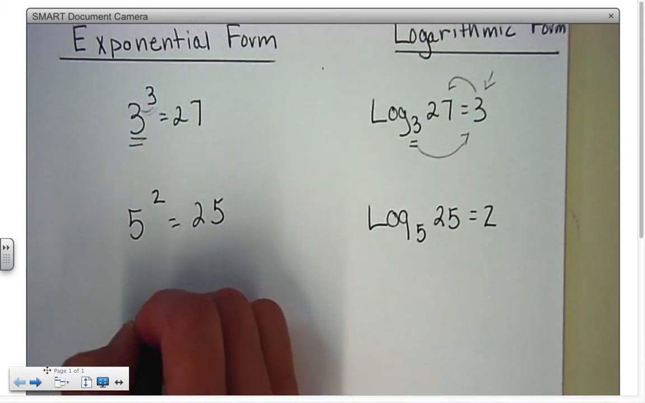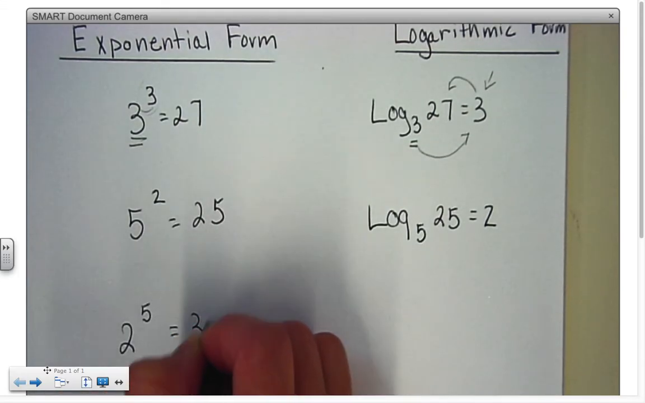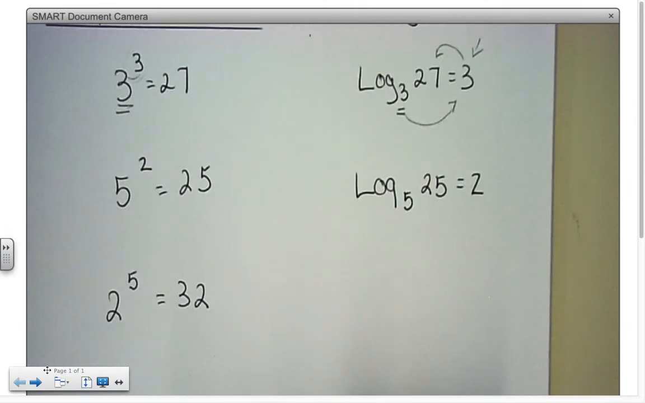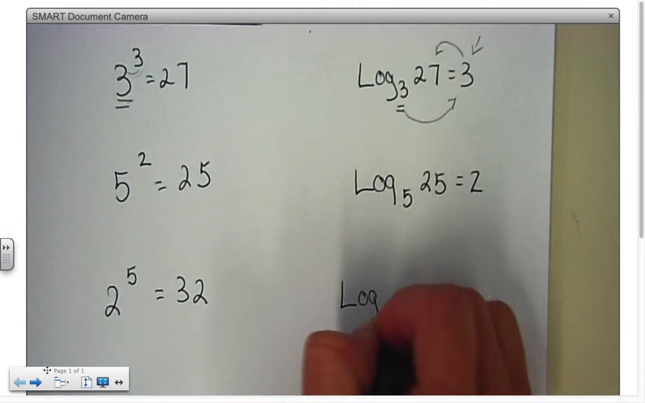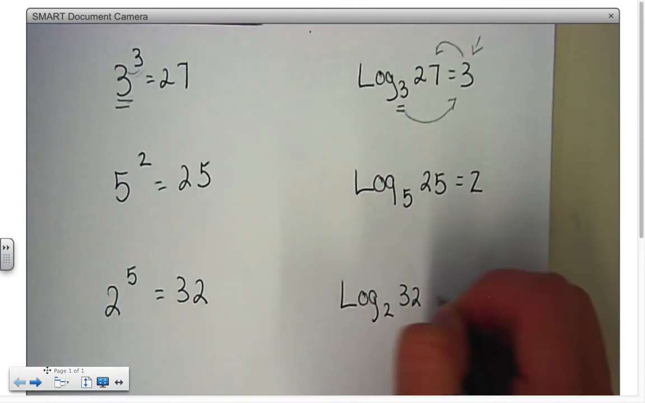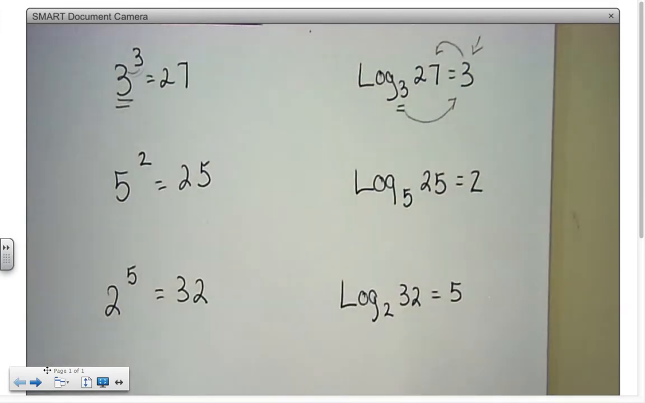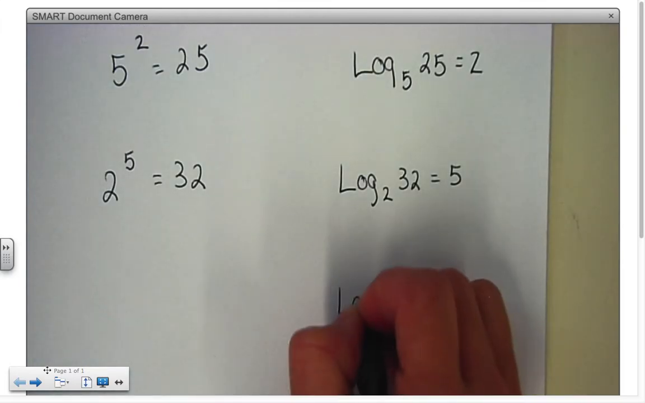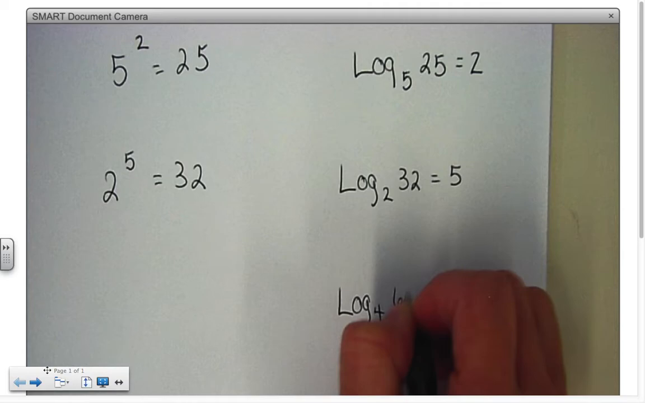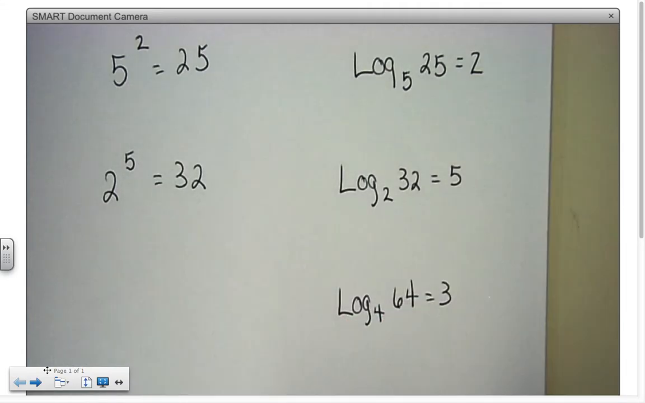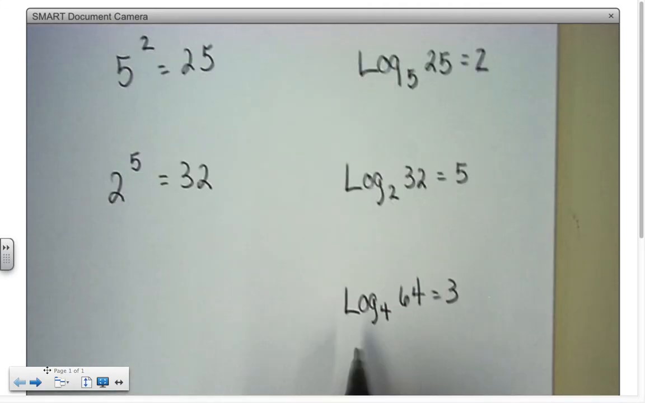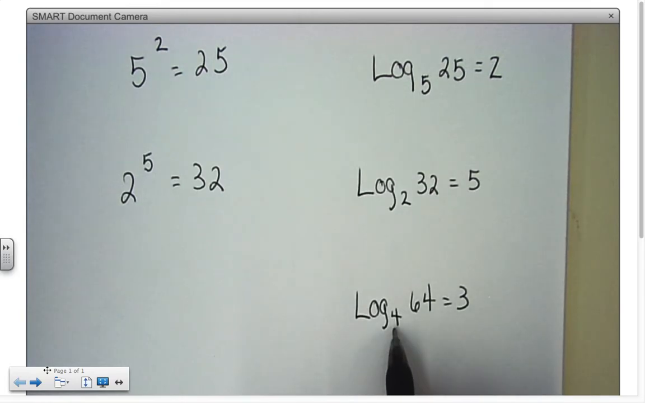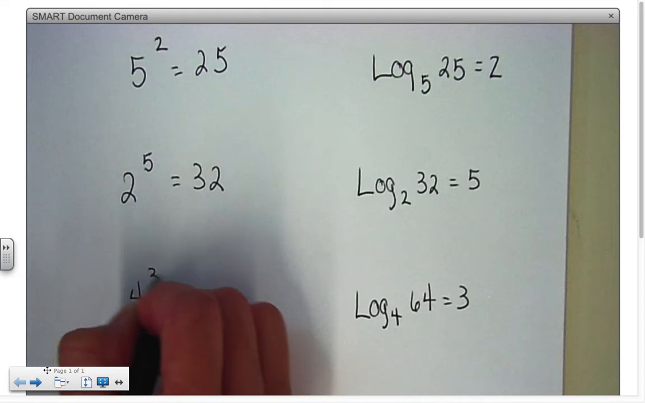Let's do the reverse. 2 to the 5th equals 32. In log form, it would be log base 2 of 32 equals 5. Let's work the other way. What if I have log base 4 of 64 equals 3? That is the same as writing 4 raised to the third power equals 64.